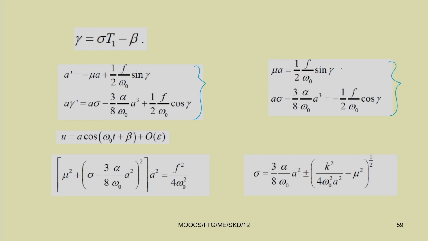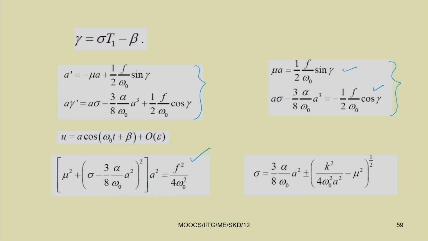You can note that on the right hand side of both equations, we have terms that can be squared and added to get sin square gamma plus cos square gamma. So, the gamma term can be eliminated by squaring and adding, and it will not appear in the equation. We can get a closed form equation: mu square plus sigma minus 3 by 8 alpha by omega 0 a square whole square, times a square, equal to f square by 4 omega 0 square.